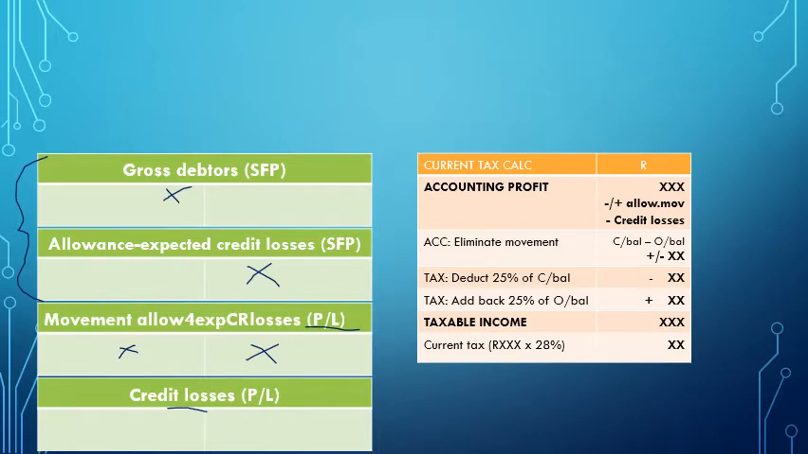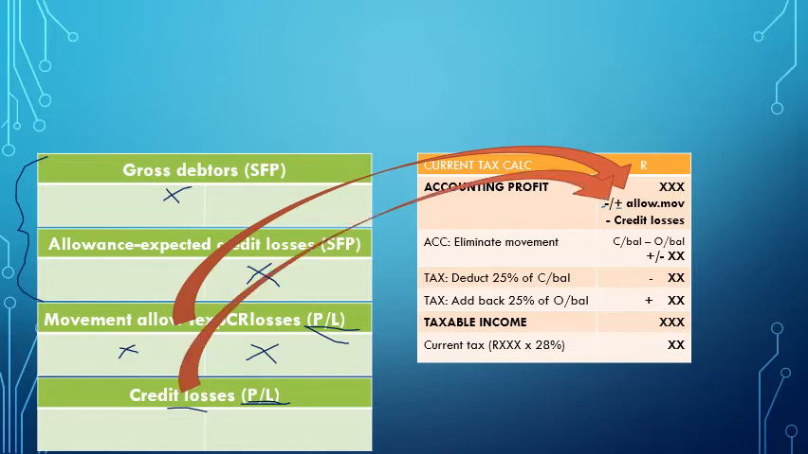So in our current tax calc, what's going to happen is included in our accounting profit will be these P&L items that we have here, these two accounts. So first of all, the movement in the allowance, that will either be an income or an expense, or in this case, an expense or an income. Whereas my credit losses will always be an expense, and that will be included in our accounting profit already.